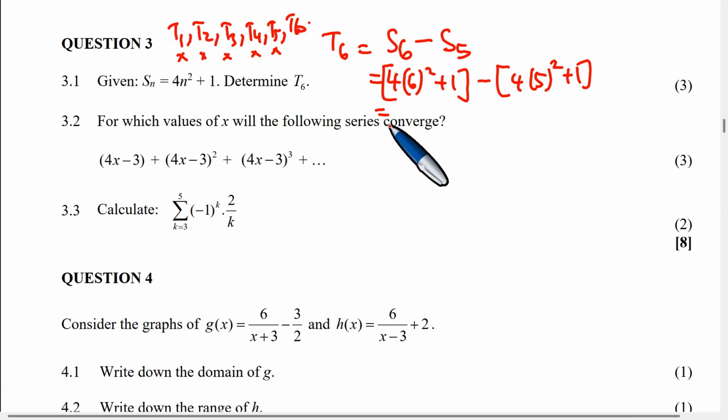What is term number 6? Okay, if you add everything here, you get 145. If you add everything here, you get 101. 145 minus 101, you get 44. So they said determine term number 6, so term number 6 is 44. How did you get term number 6? To get term number 6 from the sum formula, you add 6 terms and then you subtract 5 terms.